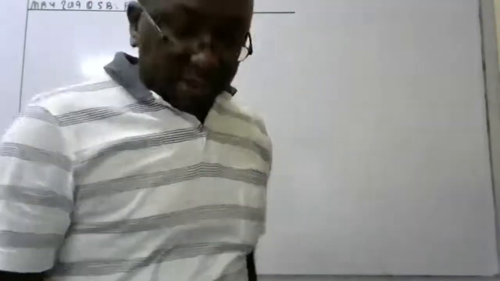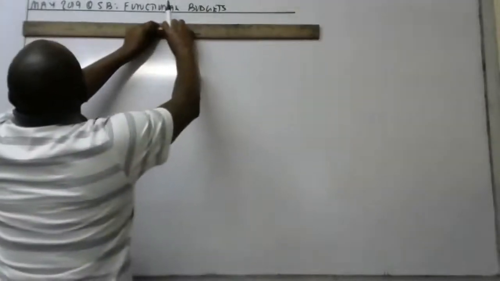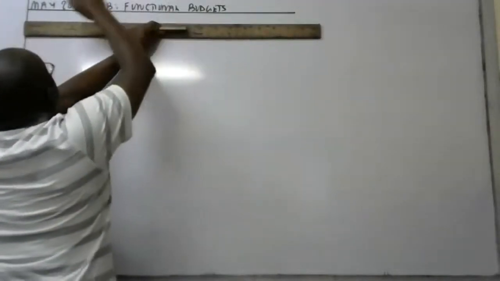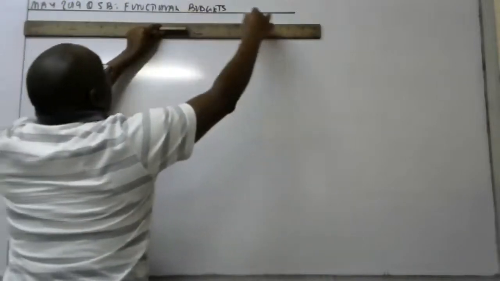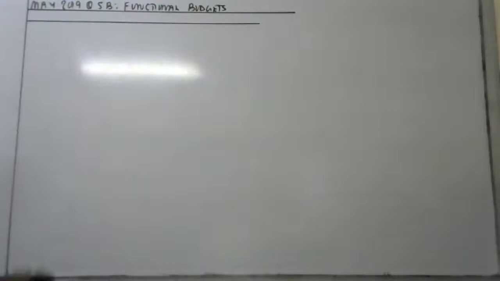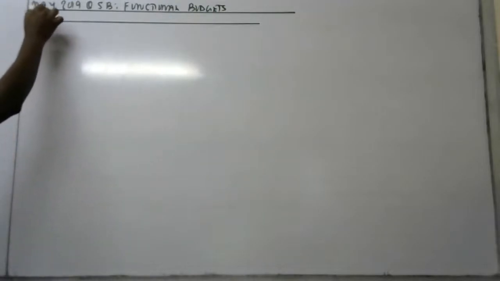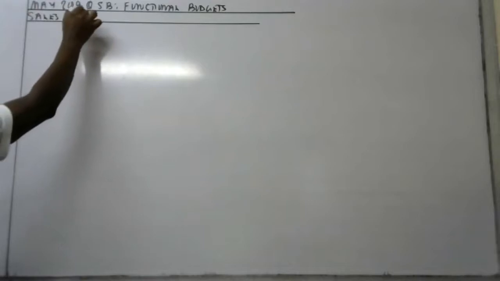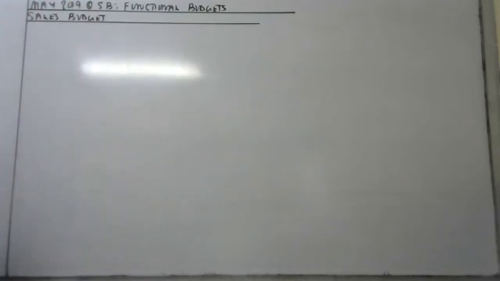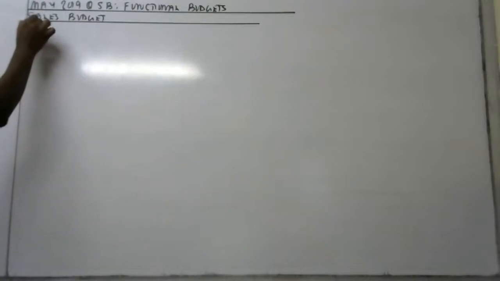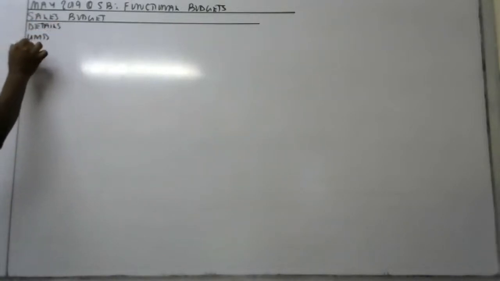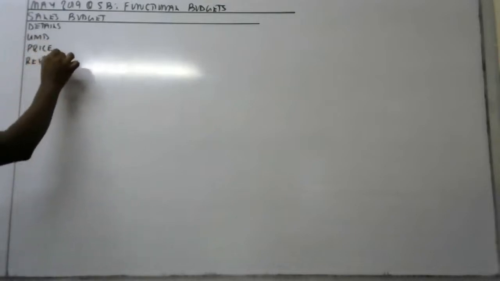So the first one is the sales budget. Now, the sales budget, as you know, is the easiest, because we have details here. Then we have units, we have price, and then revenue.